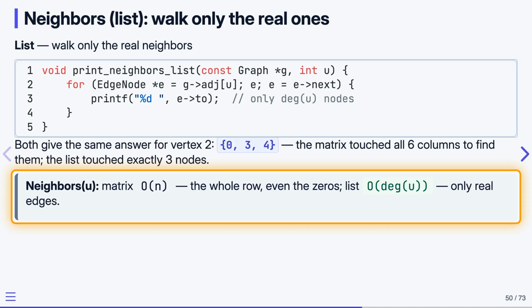For vertex 2, both versions give the same answer, the set 0, 3, 4. But the matrix touched all 6 columns to find them, while the list touched exactly 3 nodes. So neighbors on a matrix is big O of n, and on a list it is big O of the degree of U.